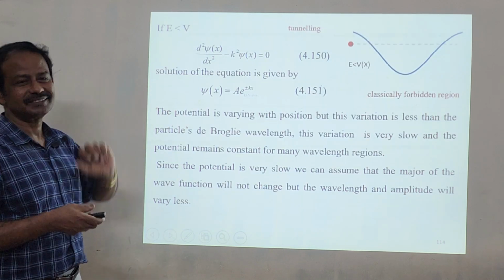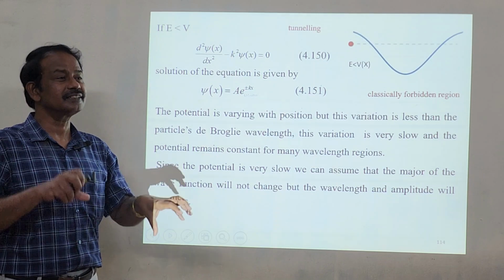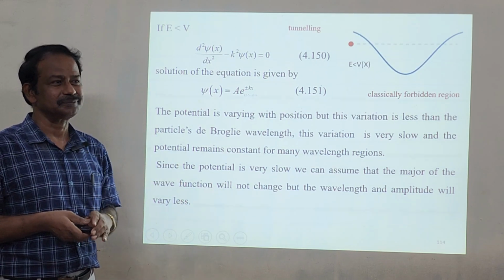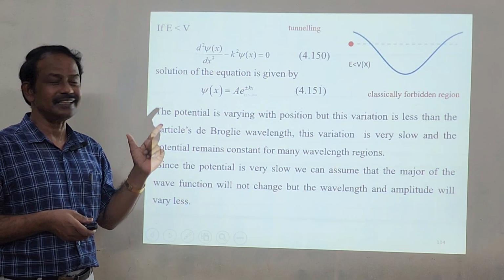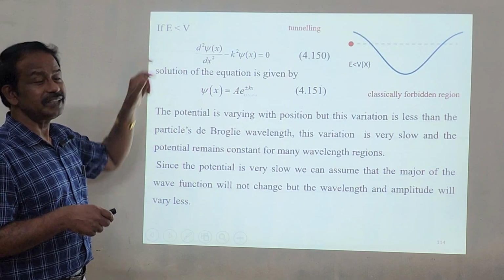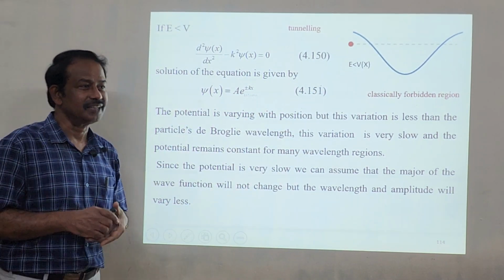But what about this case? In this case, E is less than V. If E is less than V, V is much greater, so kinetic energy will be negative. So classically this is forbidden, whereas quantum mechanically, if E is less than V in this region, tunneling will take place.